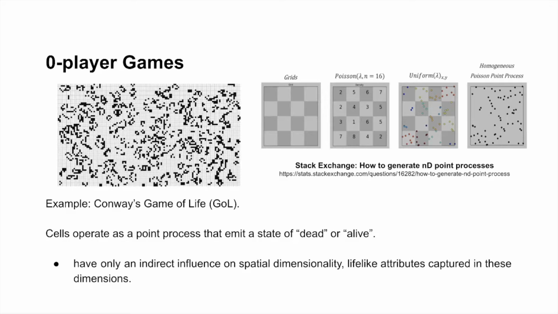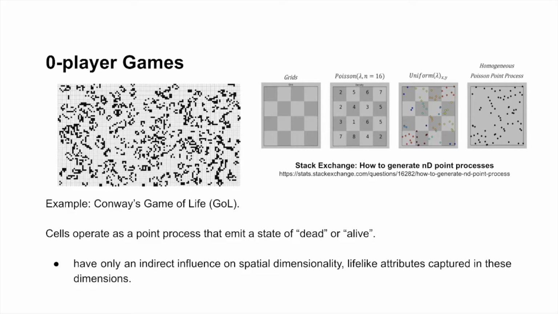And so cells operate as point processes that emit a state of dead or alive in this game. So in this zero-player game, you have an ontogenetic agent. It's operating as a point in space, and it's emitting this state of dead or alive. It's just generating the state. It's not really interacting with other players. All these points are just operating independently. They could be affected by the state of others, but they're not directly playing a strategy against some other agent.